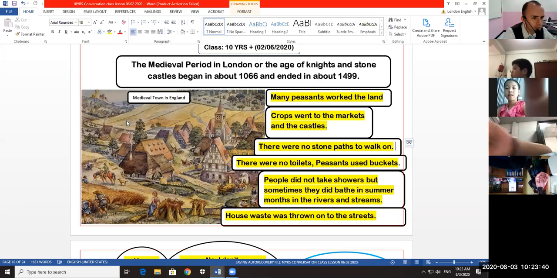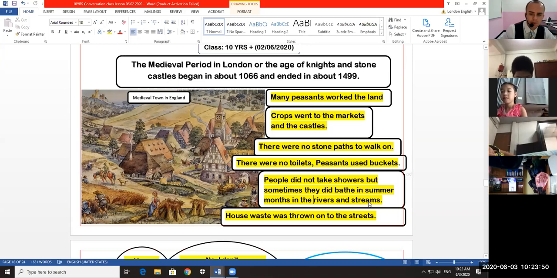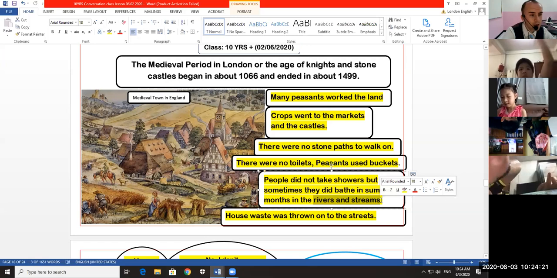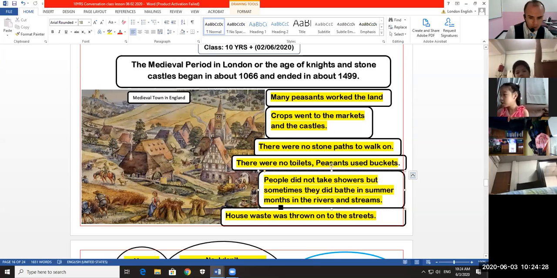August. Ready, August? Okay. So where did peasants bathe? August, unmute your sound. Okay, where did people take a bath? Where did they wash? Streams, so rivers. Rivers and streams, okay? So that's where they had a bath. They bathed in it, but only in summer because it was warm enough to do it, okay?